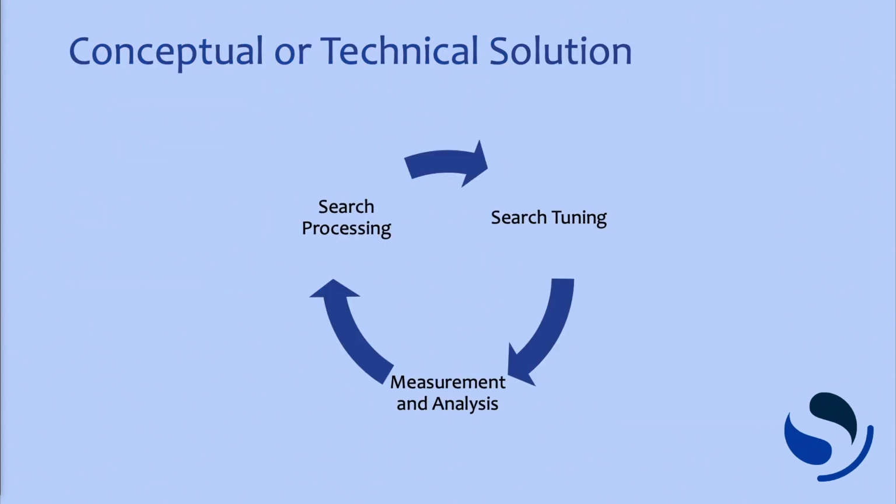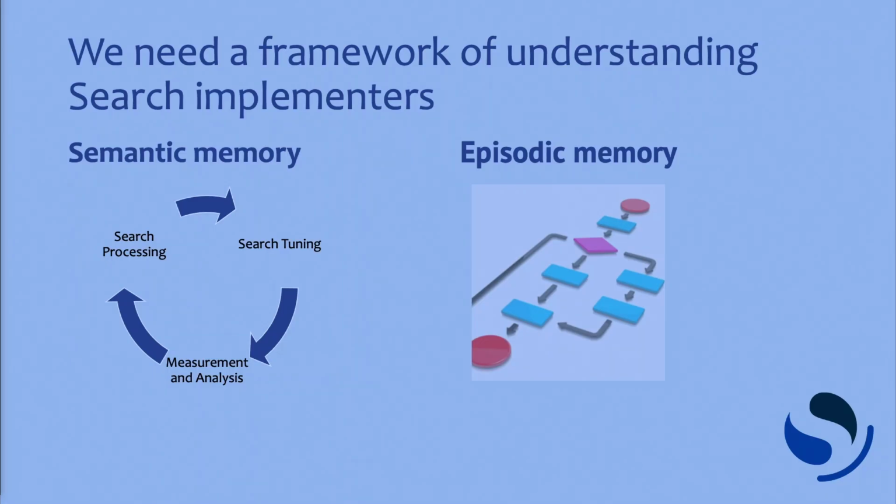So like I mentioned earlier, I showed you that conceptual diagram that Stavros put forward in terms of the virtuous cycle. So in essence, this is what is happening. Our users are creating search processing, then going into search tuning, then measurement analysis. And when you're looking at setting up your search solution, that's the iterative process you're going through. So there's a concept known as semantic versus episodic memory. We all have this. This is how we navigate through the world.